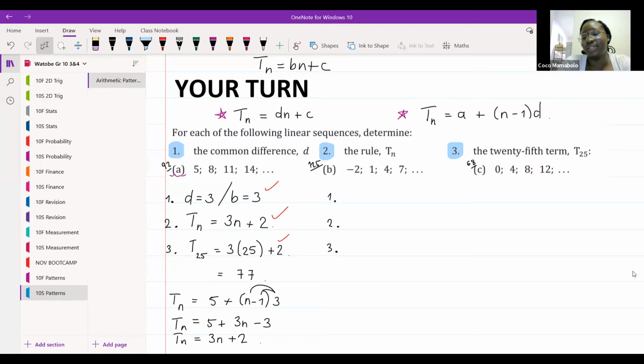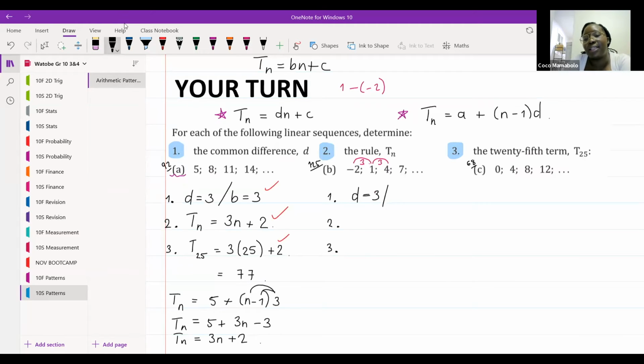Okay, let's have a look at these answers. They want us to find the common difference. Remember, to find the common difference, we take T3 minus T2. So 4 minus 1 gives us 3, and 1 minus -2 is the same as 1 plus 2, which also gives us 3. So our common difference is equal to 3.